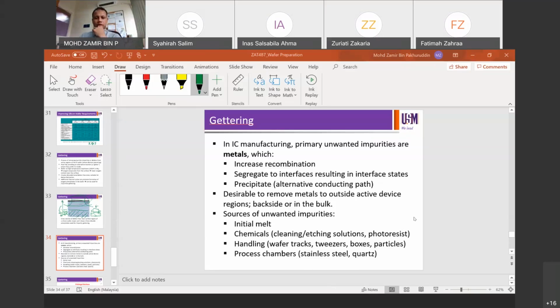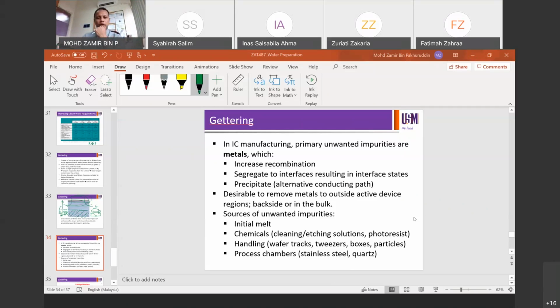Desirable to remove metals to outside active device regions, backside or in the bulk, just like what I showed just now. So we want to get all the impurities to one side, usually to the non-active area, so that we can eventually remove them in a wet chemical process, and they'll be out of the silicon completely.